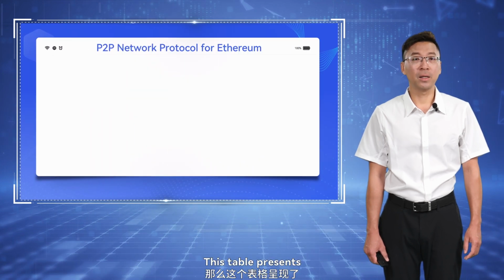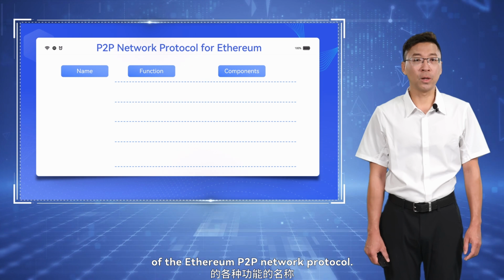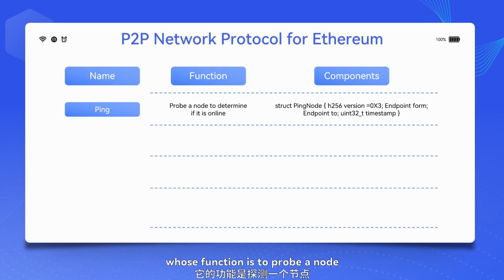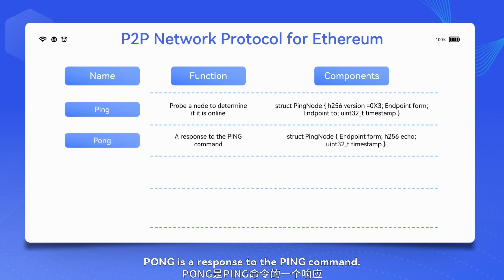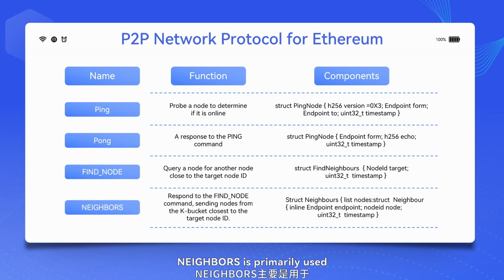This table presents the names of various functions of the Ethereum P2P network protocol. For example, ping, whose function is to probe a node to determine if it is online. Pong is a response to the ping command. Find_node, its function is to query a node for another node close to the target node ID. Neighbors is primarily used to respond to the find_node command, sending nodes from the K-bucket closest to the target node ID.